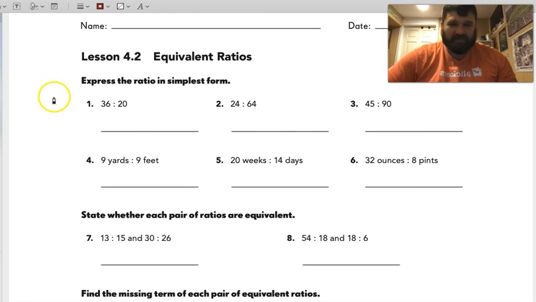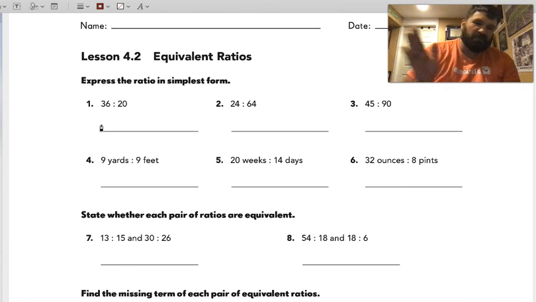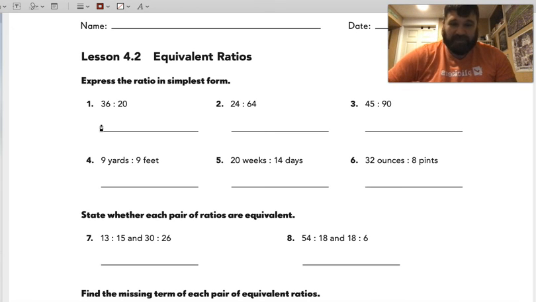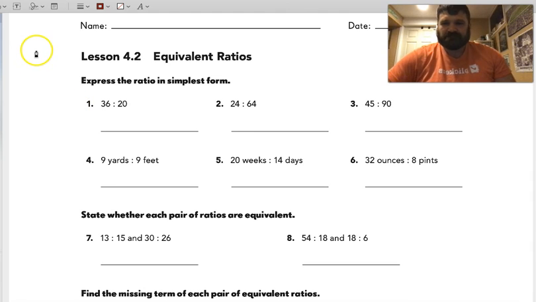Let's go ahead and get going. Okay, so express the ratio in simplest form. I want you to go ahead and pause, well, you can't pause. Pause the video real quick and see if you can get 1, 2, and 3 on your own. Okay, hopefully you did it.